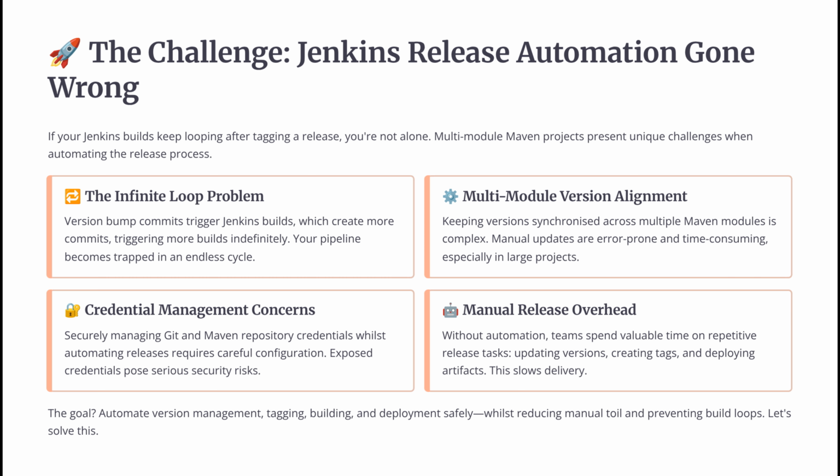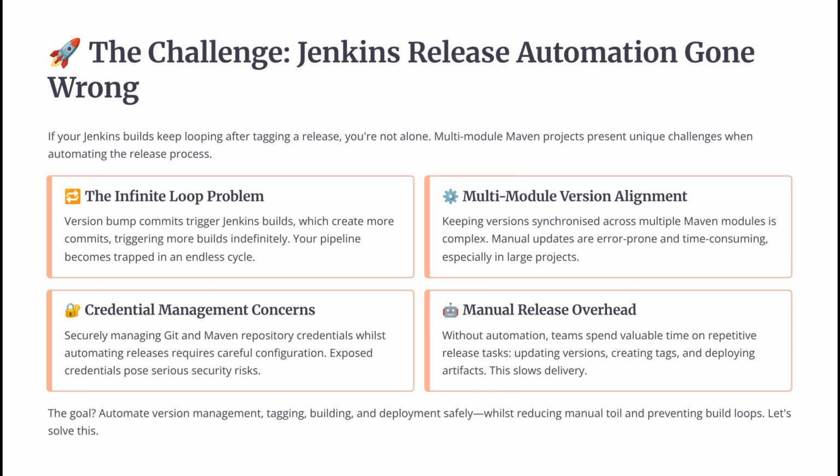The second problem: multi-module version alignment. In a large project, you may have 10 or 20 modules. A parent, an API layer, maybe a web component, a core service, and so on. If you bump versions manually, you can easily end up with modules on different version numbers, causing dependency conflicts and failed builds. We need a single, automated way to keep them all in sync.